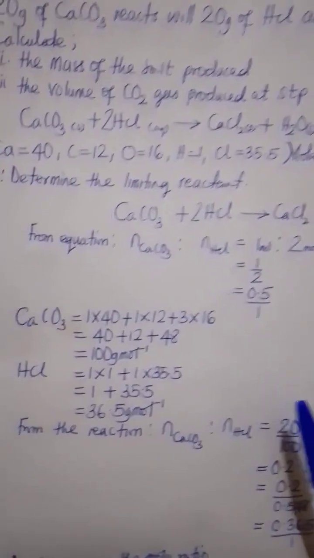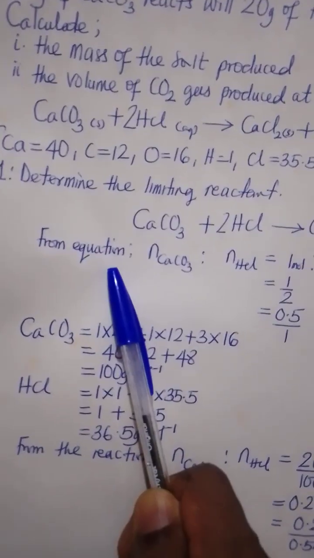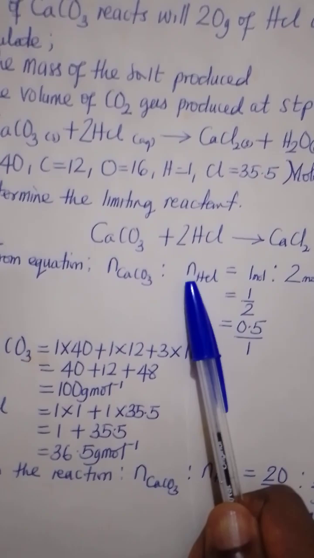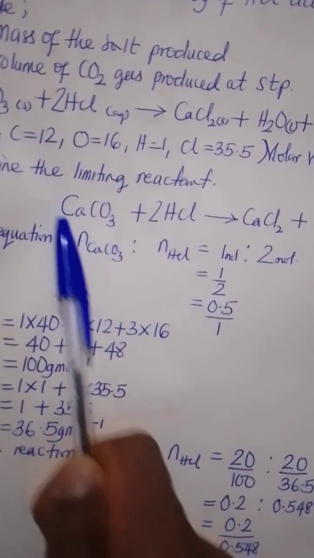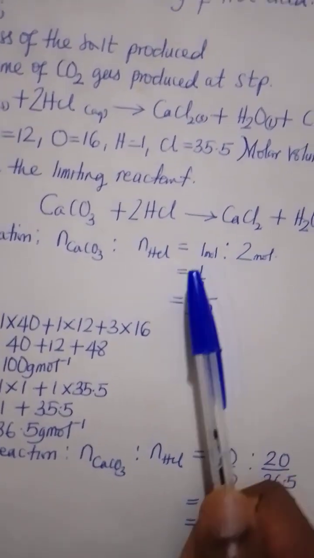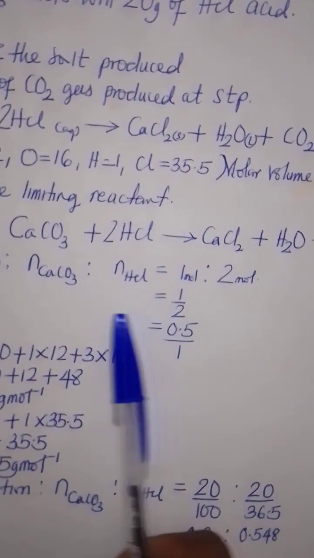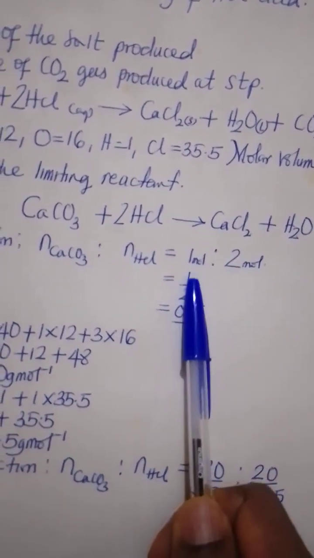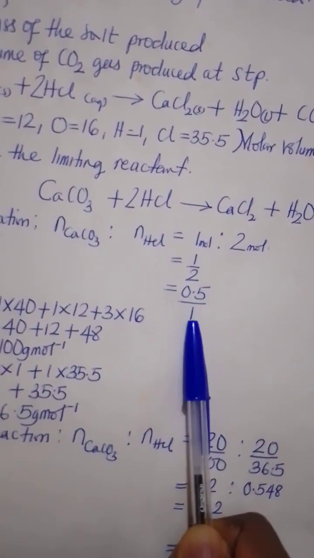Now we'll attack the question from the equation. From the equation, the number of moles of CaCO3 to the number of moles of HCl is 1 mole to 2 moles. Don't forget ratio. Another word for ratio is division. So the number of moles of CaCO3 to that of HCl is 1 to 2, that's 1 over 2. If you resolve that, you're going to get 0.5 to 1.